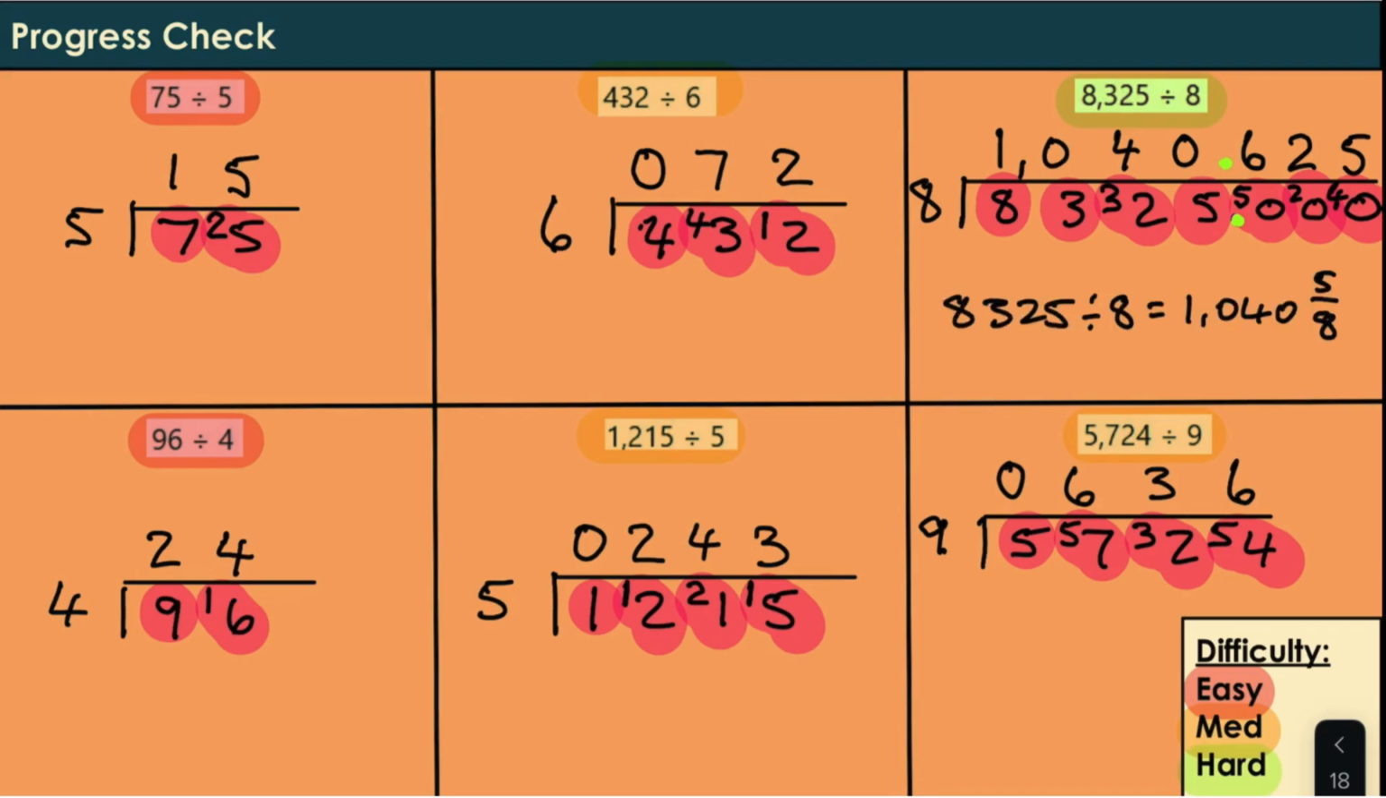As a fraction, you could have written the remainder as follows. So as you can see, we have our green 5, that was the remainder. I put it as the numerator, and of course my divisor was 8, so I have 8 at the bottom. So there is my remainder expressed as a fraction. And that's a wrap for today's lesson.